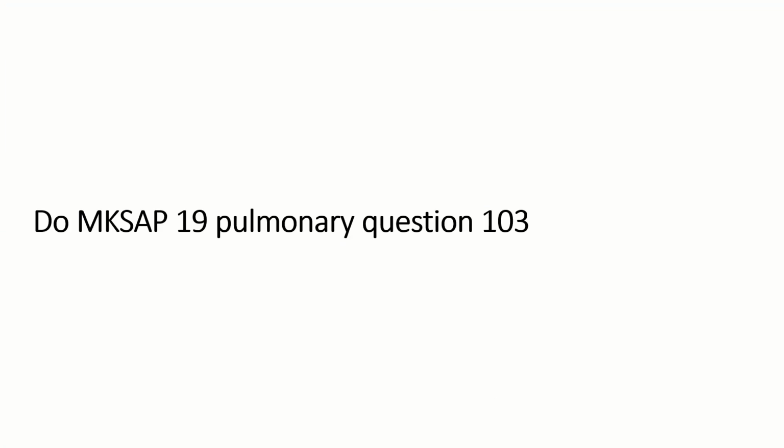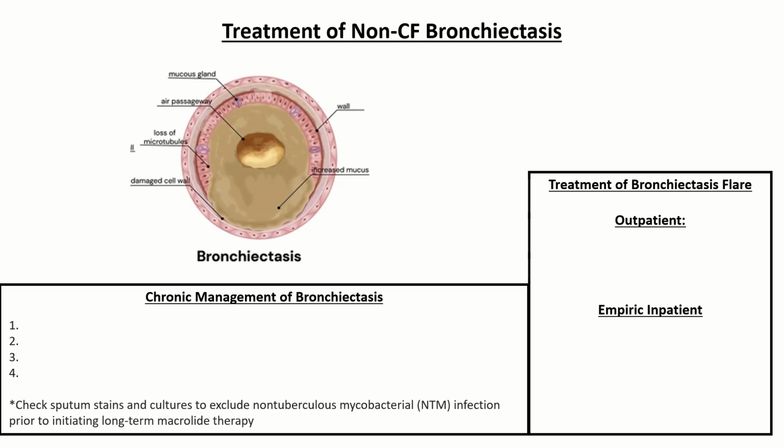All right, last question. So we went through this a little bit already when we went through cystic fibrosis, but this question gets into really chronic management of non-CF bronchiectasis and treatment of bronchiectasis flare. So chronic management of bronchiectasis: reduce the damage, right? So treat underlying disease. In cystic fibrosis, it's maybe with the CFTR potentiators.